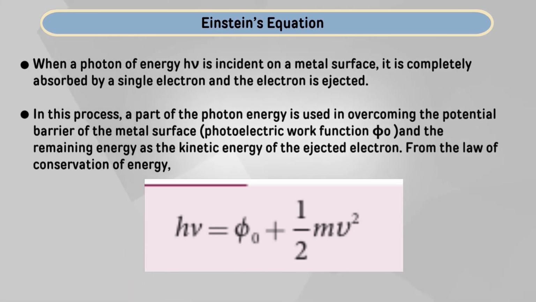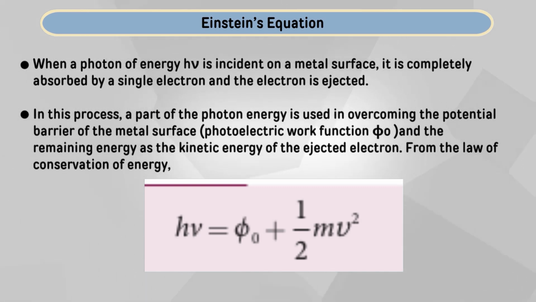In this process, a part of the photon energy is used to overcome the potential barrier of the metal surface, and the remaining energy appears as the kinetic energy of the ejected electrons. This equation we have written comes from the law of conservation of energy. Whatever energy is given to the metal surface in the form of a photon is completely used by the electron. The first part is to overcome the surface barrier, and the second part is to gain kinetic energy.